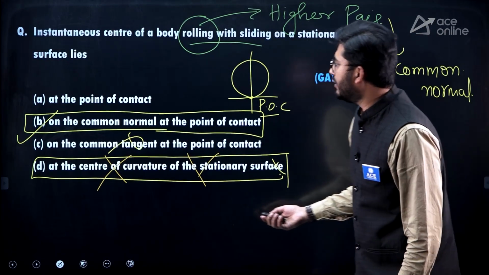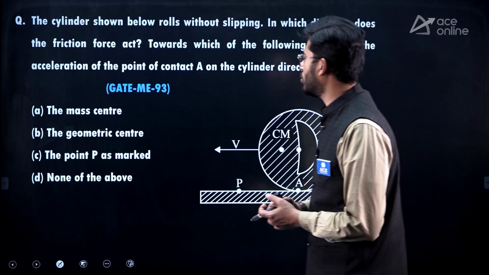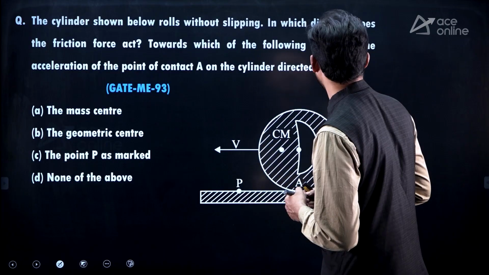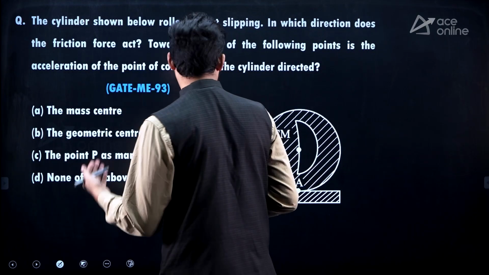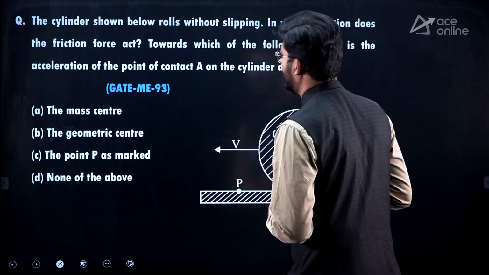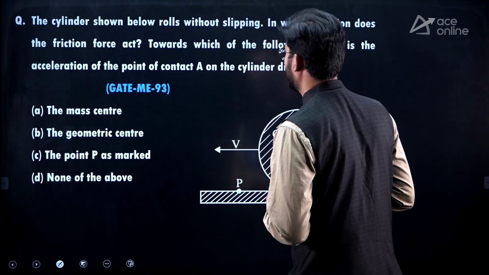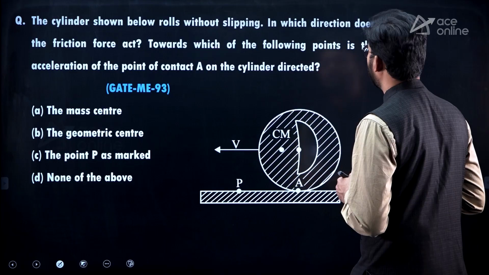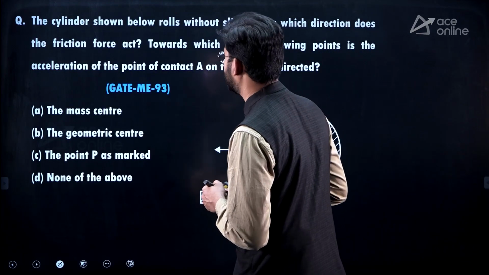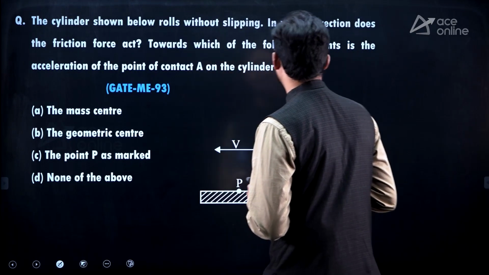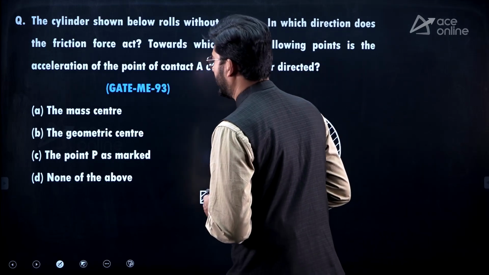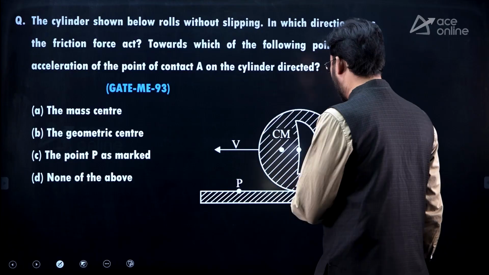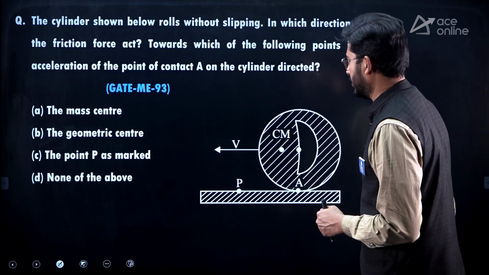Next, moving to the next question. The cylinder shown below rolls without slipping. In which direction does the friction force act? The cylinder is shown in the figure and it is rolling without slipping. Towards which of the following points is the acceleration of point A on the cylinder directed? So here the acceleration of point A, to which side it is directed, as it is undergoing rolling motion.